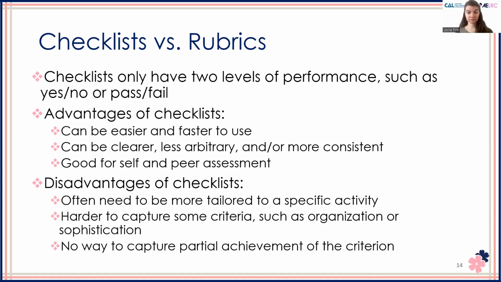However, they often need to be closely tailored to a specific activity, and it can be harder to capture some criteria, especially more complex ones like organization and sophistication. One of the biggest differences from rubrics is that checklists do not provide a sense of the relative quality of a performance. There's no way to capture partial achievement of a criterion or of the difference between work that minimally meets a standard and work that excels. So checklists and rubrics each have their place in instruction, but they do have some important differences.